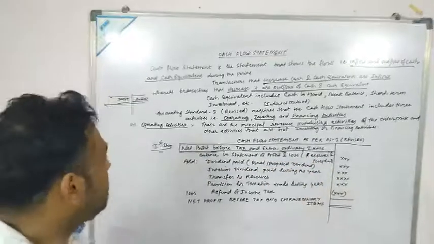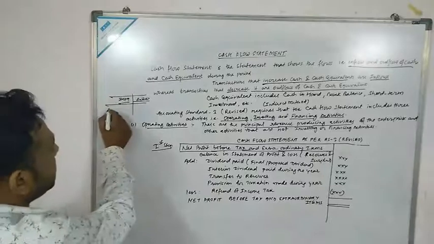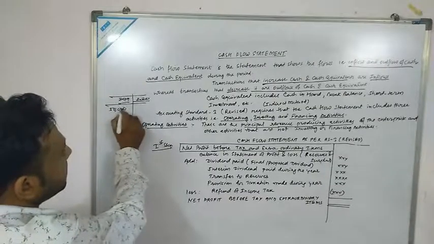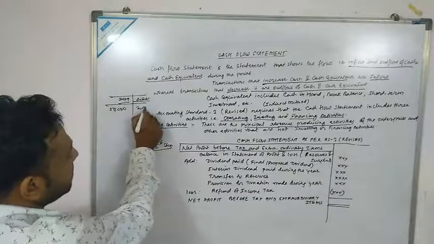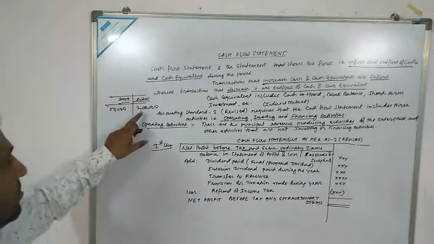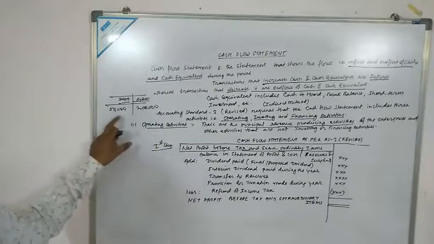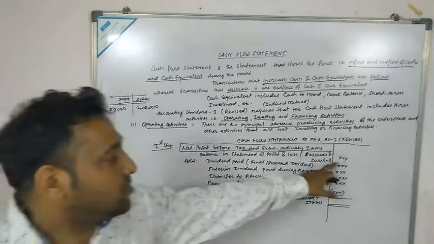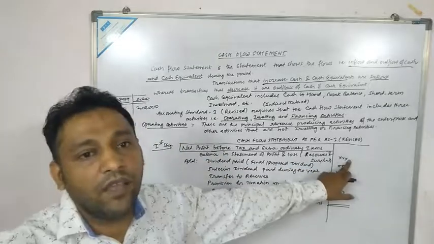Say reserves and surplus in 2019 is 50,000 and in 2020 it is, say, 2 lakhs. So what will be the balance of reserves and surplus? 2 lakh minus 50,000, how much is it? 1,50,000. So here you have to write 1,50,000.